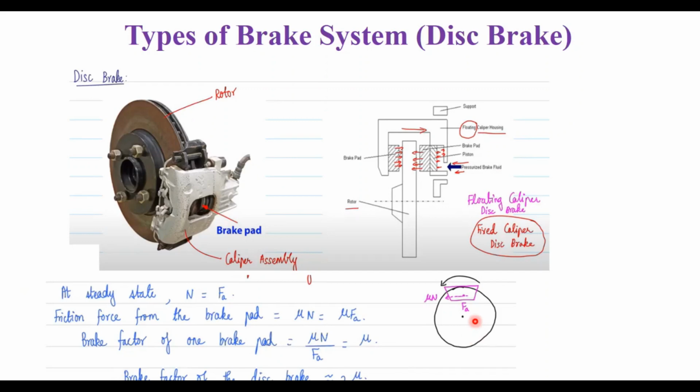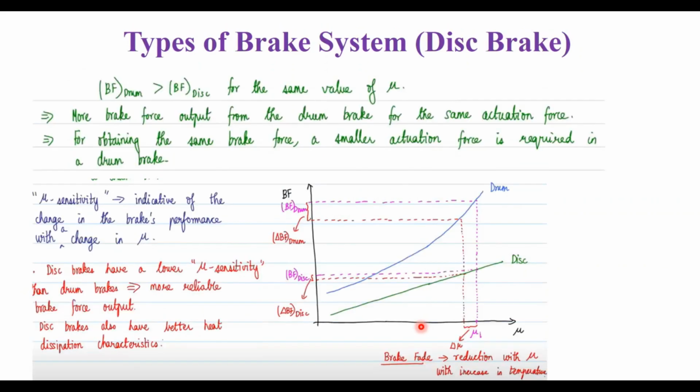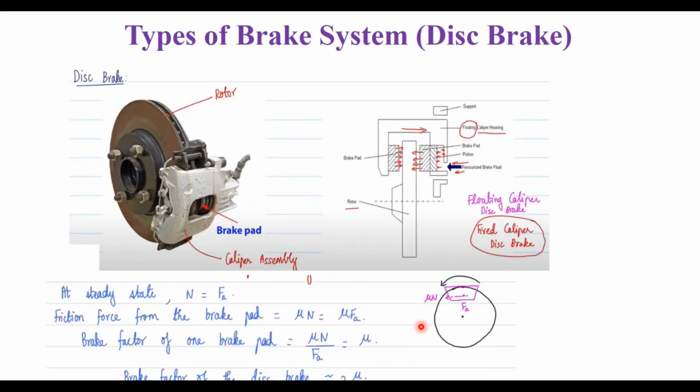So what happens here is, assuming that FA is the actuation force and N is the load, it can be either in the leading edge or in the trailing edge, but in this case we don't have leading or trailing. What we take here is nu into N. So at the steady state, the load is equal to the actuation force, and the friction force from the brake pad is nu into N, which is nu into FA. And the brake factor for one brake pad is going to be nu. You have two brake pads, left and right, so the brake factor for the disc brake is going to be 2 nu.